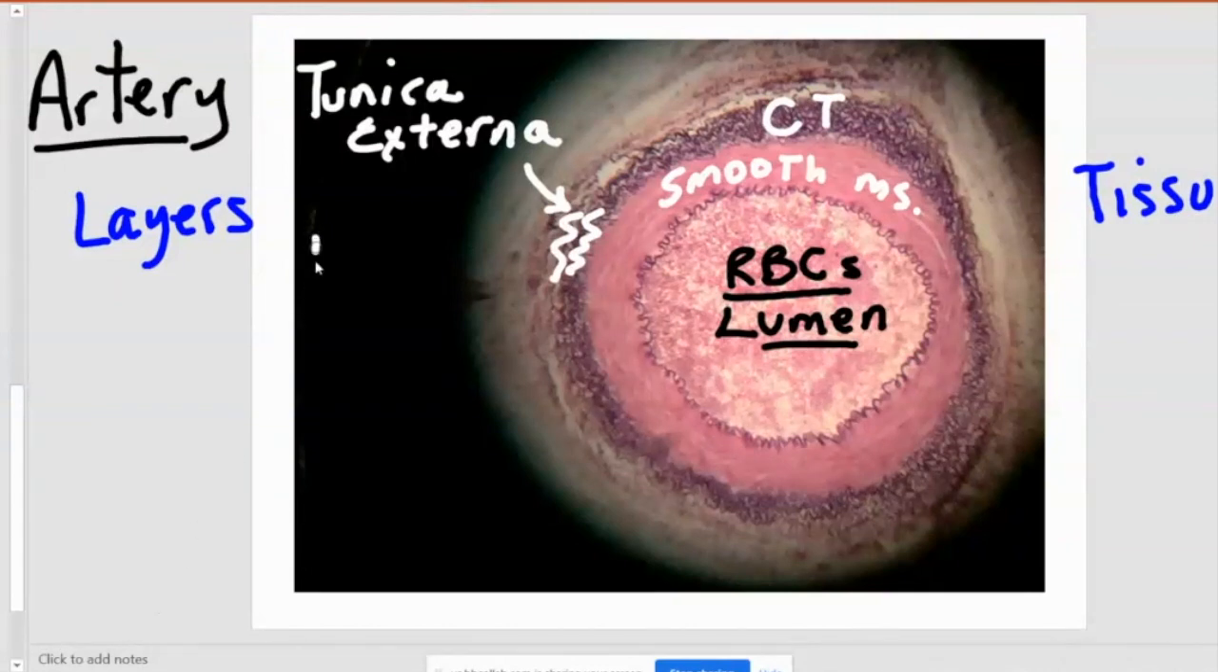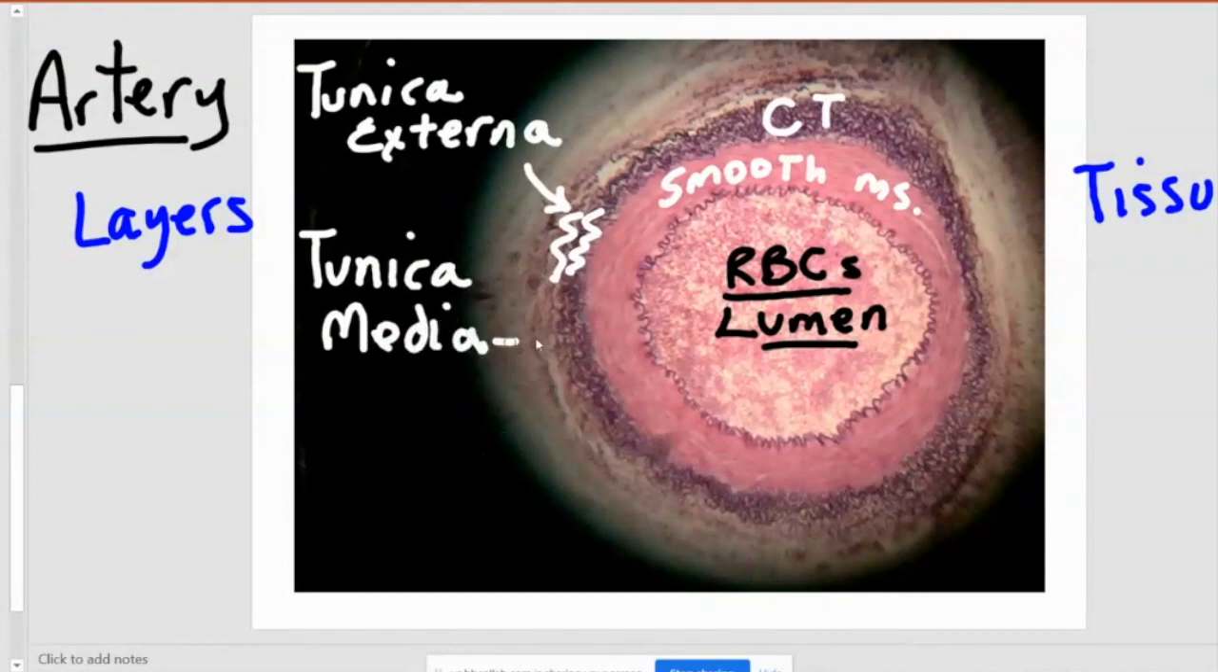It is called, and its name makes sense, once we realize all of these layers are called tunica, so they use the same term for that. And the middle layer, they use media. So right there is the layer called the tunica media.